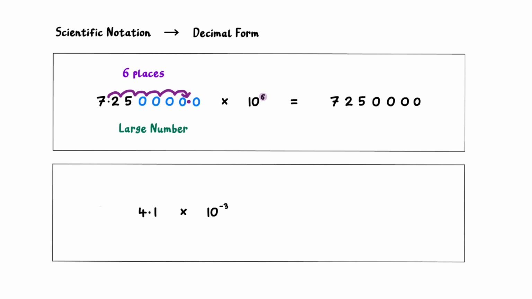In our second example, the power of negative 3 means the decimal point must move 3 places. Since the power is negative, the resulting number should be small. This means the decimal point must move to the left. Writing in some leading zeros and shifting the decimal 3 places to the left gives us a value of 0.0041.